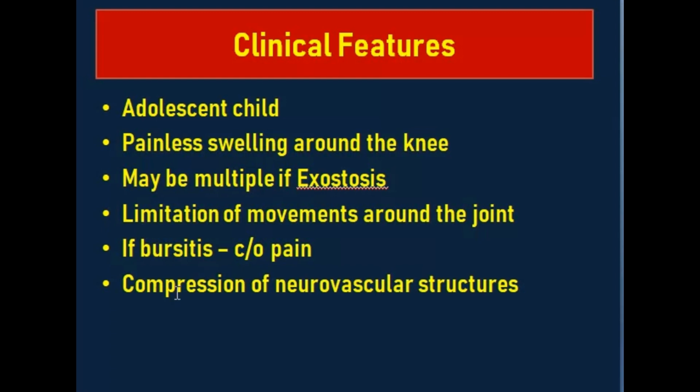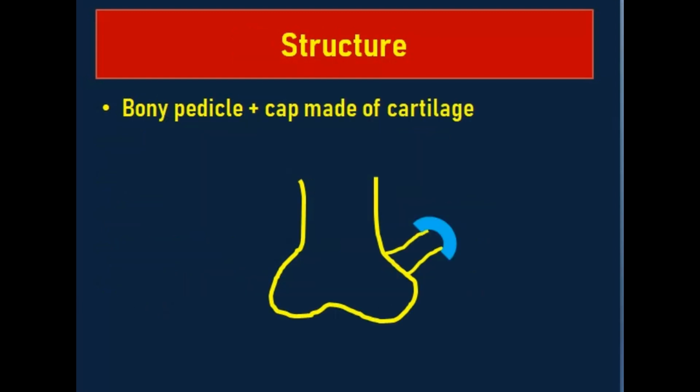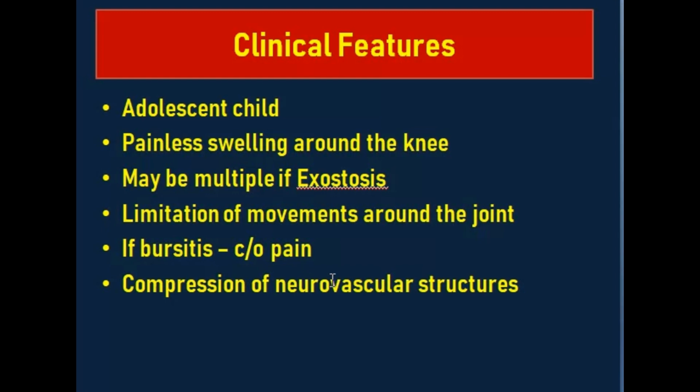because of the swelling. Now, the swelling can lead to bursitis, because of which the patient may complain of pain, or because of this outgrowth, it may cause compression of the surrounding neurovascular structures, and so that is also a clinical feature, compression of the neurovascular structures.